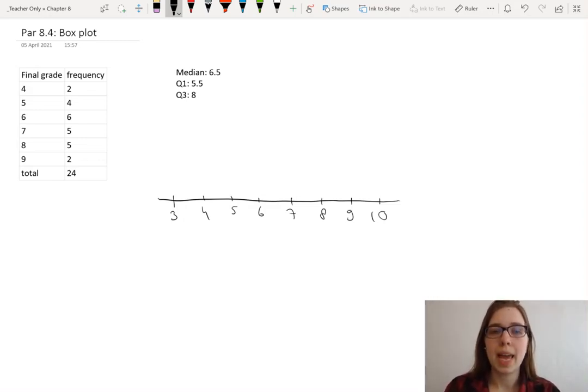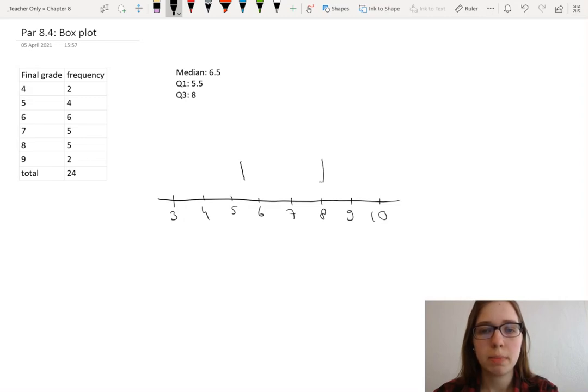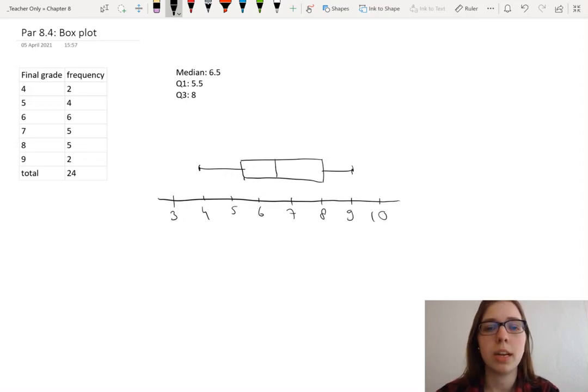Then I start marking my quartiles. So I have my first quartile at 5.5. And my third quartile at 8. I'm just going to make a box out of that. I know I've started at 4, so I want to have that in there as well. And I end at 9, so let's put that in there as well. Lastly, I have my median, and I just draw a line there at 6.5.